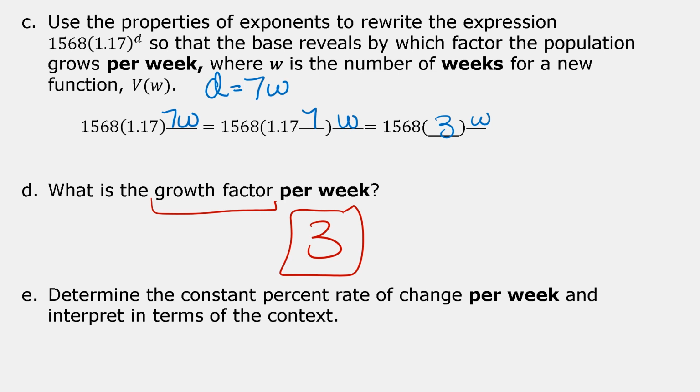So if we want to figure out our constant percent rate of change, we want to think of 1 plus what would get me to the 3. What do I need to add to 1 to get to 3? 2. So our R is 2. How do I write 2 as a percentage? 200%.